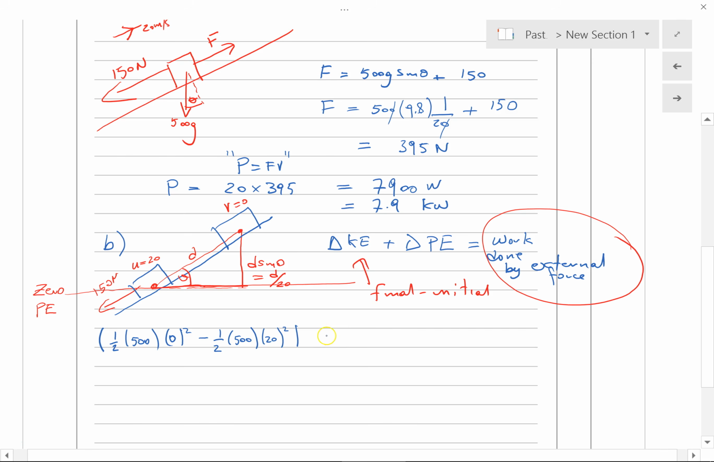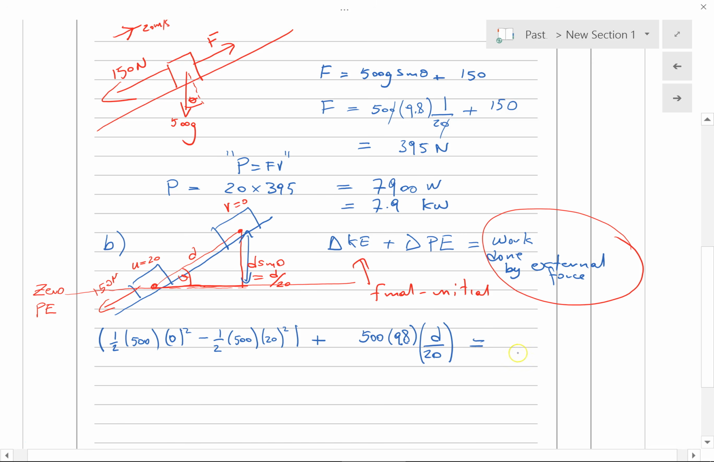It will have lost kinetic energy. It's obviously gained potential energy, which will be equal to m, which is 500, times by g, which is 9.8, times by d sine theta, which is d over 20, because it's vertical height. Now that equals the work done by the external force.